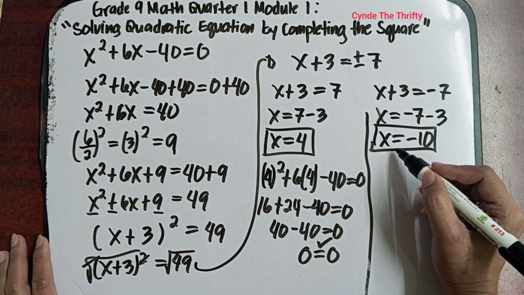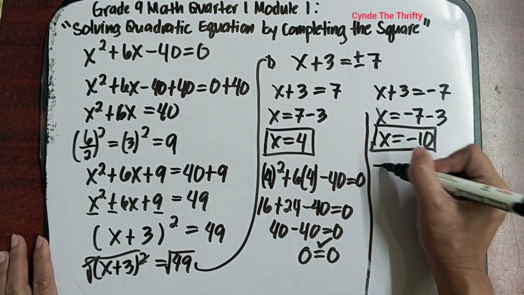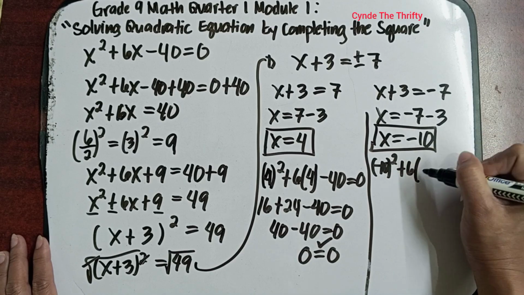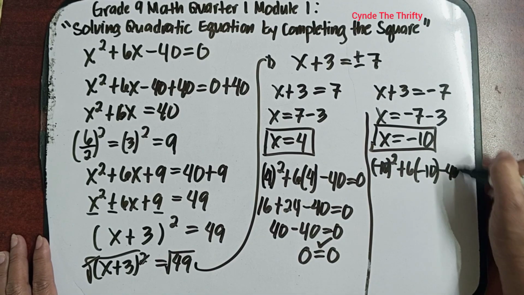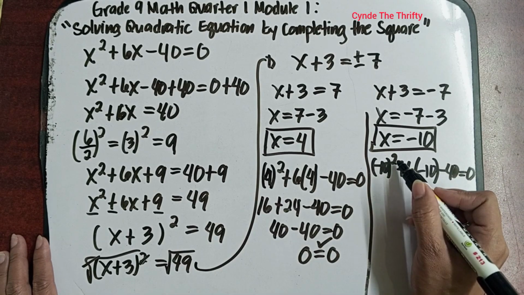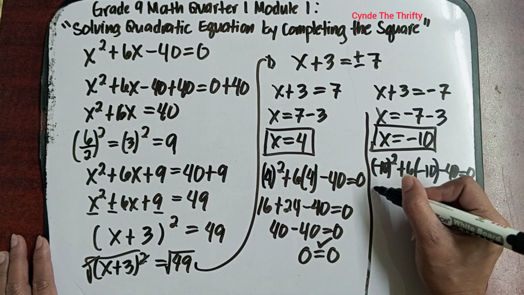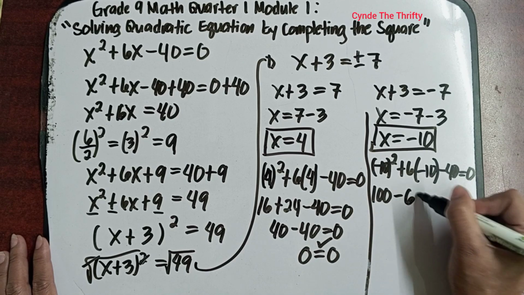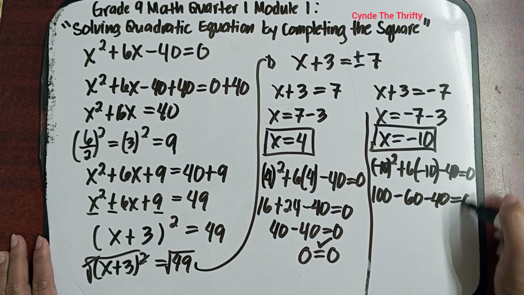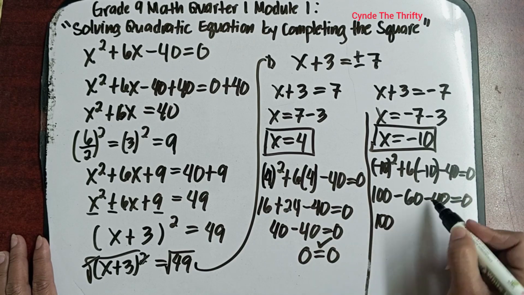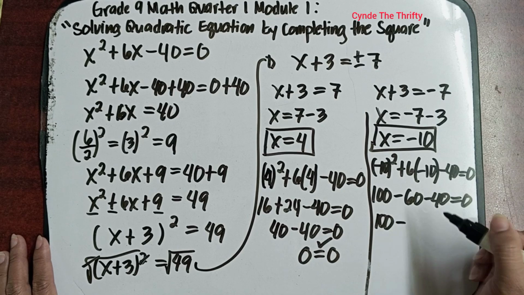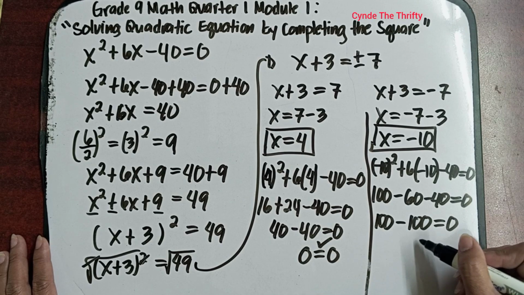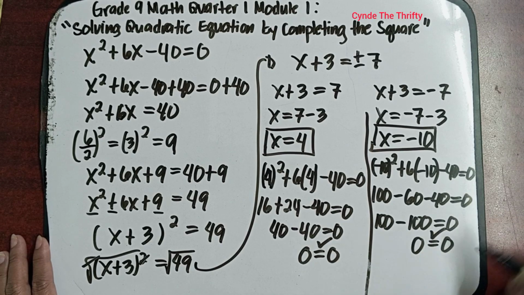Dito naman sa kabila. Kung ang value naman ni x is negative 10. So, x squared. So, that is negative 10 squared plus 6 times the value of x na negative 10 minus 40 is equal to 0. Negative 10 squared is negative 10 times negative 10 is equal to positive 100. Positive and negative, negative. 6 times 10 is 60. Minus 40 is equal to 0. So, 100. Negative and negative, add. Kopyahin ang sign na negative. 60 plus 40 is 100. Equals 0. 100 minus 100 is 0. Equals 0. Okay, so equal.